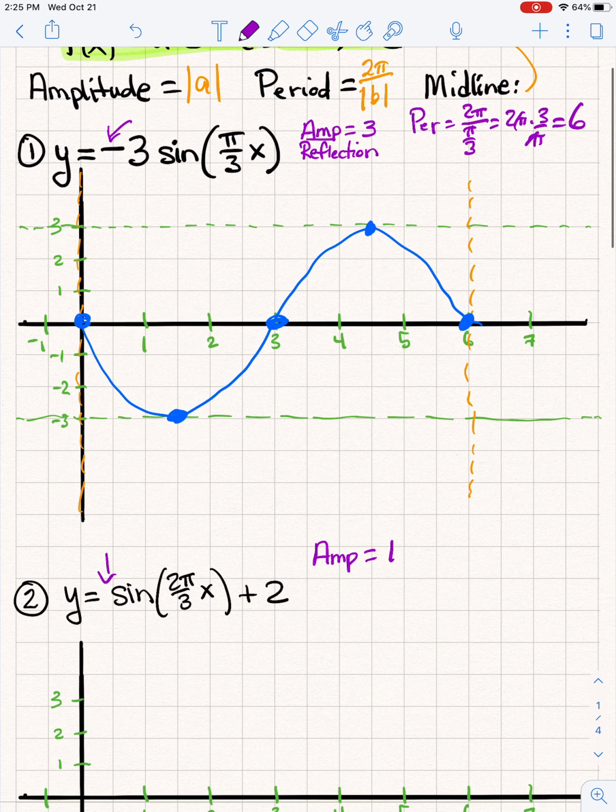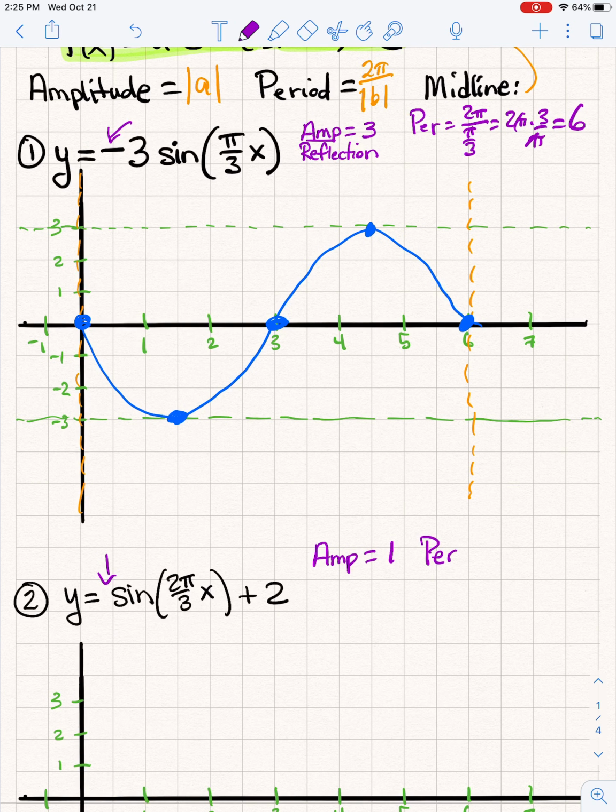The second thing we do is calculate the period. 2 pi over b. This time it's 2 pi over 2 pi over 3. So we've got to do a little work here. 2 pi times the reciprocal, 3 over 2 pi. The 2 pi's just cancel. We have a period of 3. So we'll have one cycle of the sine graph between 0 and 3.